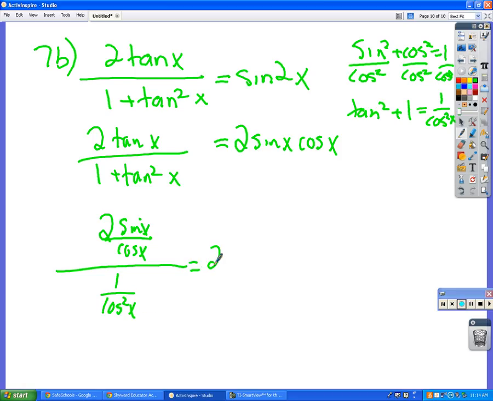So now we're pretty much done. Multiply by the reciprocal of things and cancel, and it'll all work out. Then we take this and multiply it by cosine squared of x over 1. So this cosine cancels one of those, and I have 2 sine cosine equals 2 sine cosine.